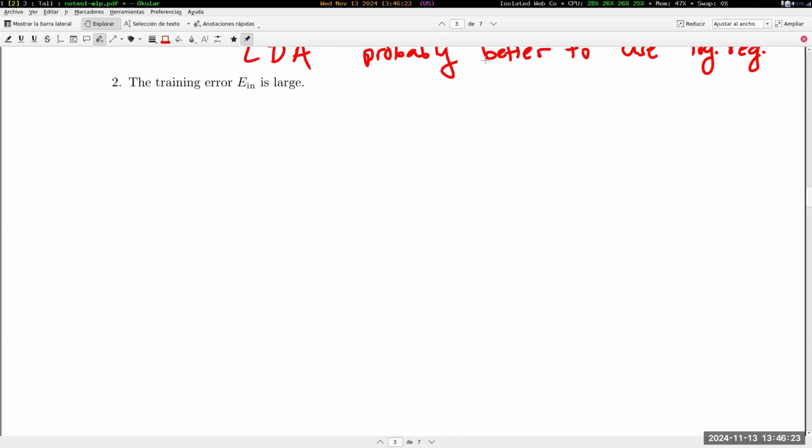Okay, the opposite here, in part 2, the training error E sub n is large. Then we could do whatever techniques we had before for preventing underfitting.